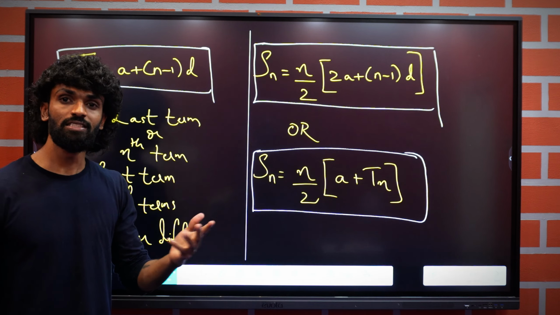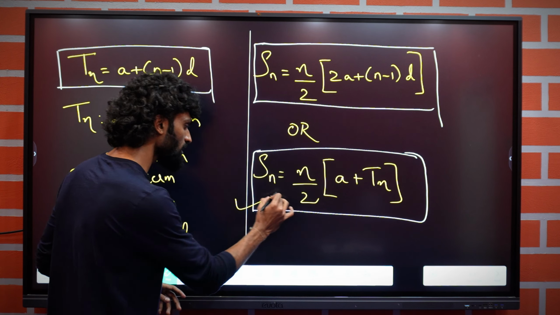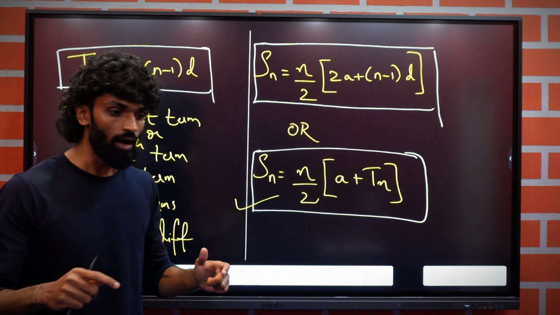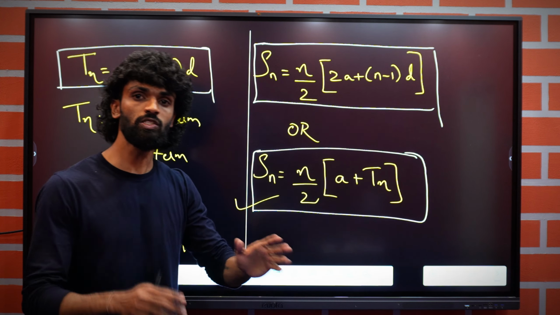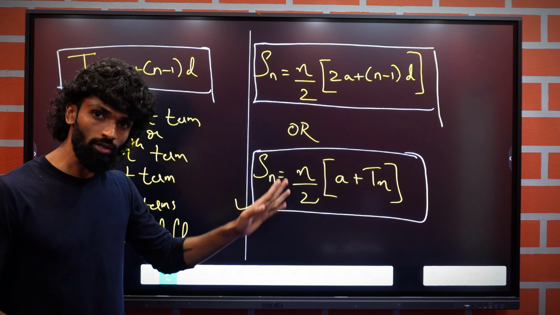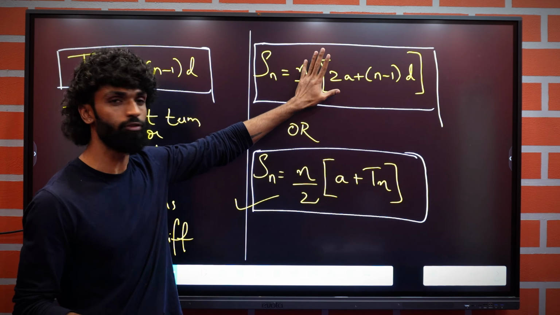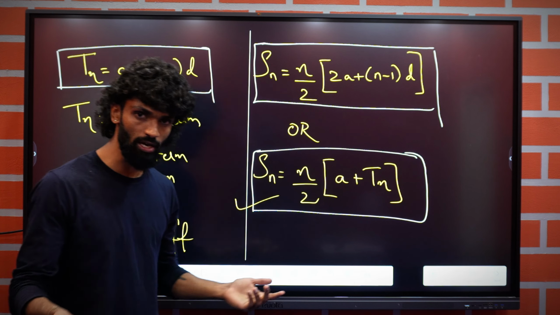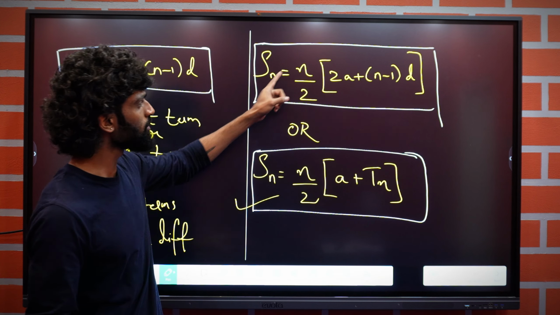Sn, meaning sum up to n terms, equals n by 2 into a plus Tn. This is a shortcut you have to utilize in this scenario: Tn is given to us in the question, they're telling us the last term's value. In that case, if you're supposed to find Sn, there's a shortcut, which is formula number 2 here, rather than sticking with your regular formula. I would avoid the regular one at any cost if Tn is given. If nothing like that is given and only regular data is given, we have no choice but to stick to the first one.